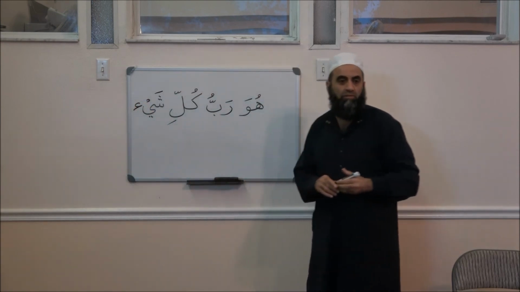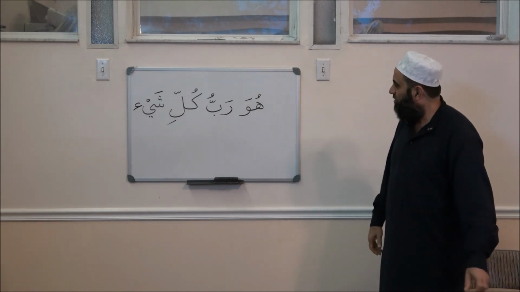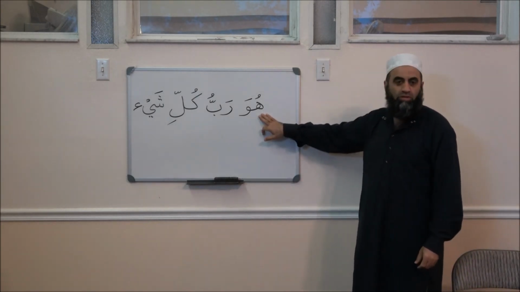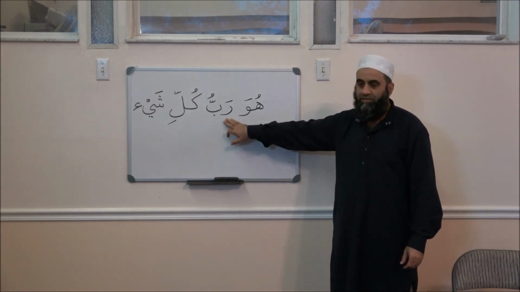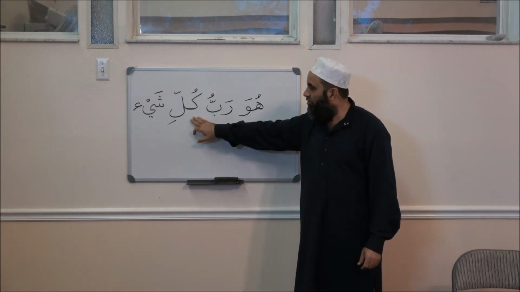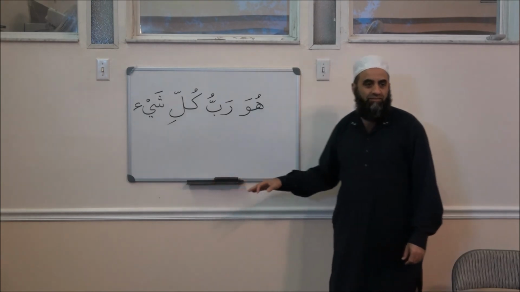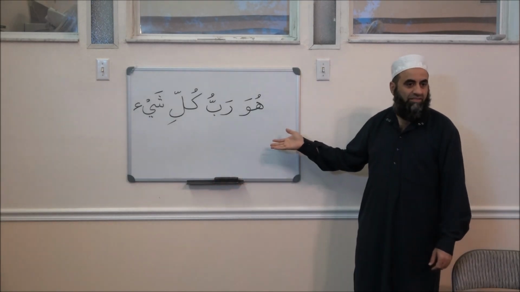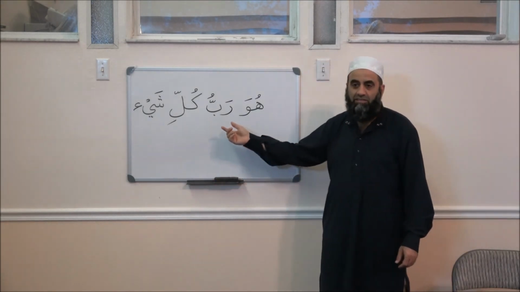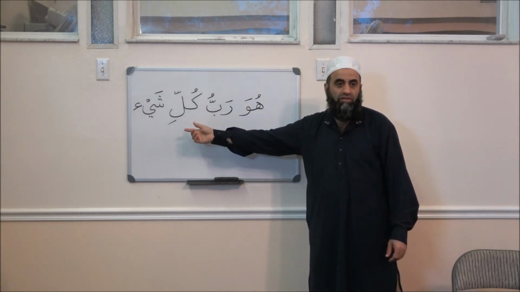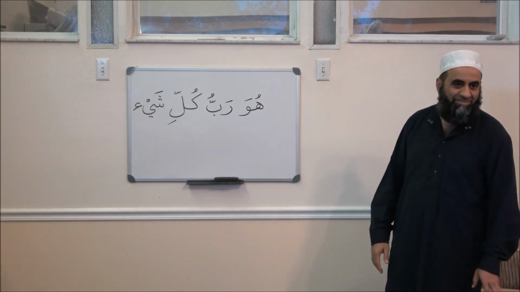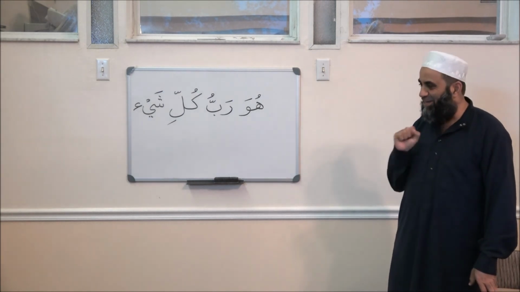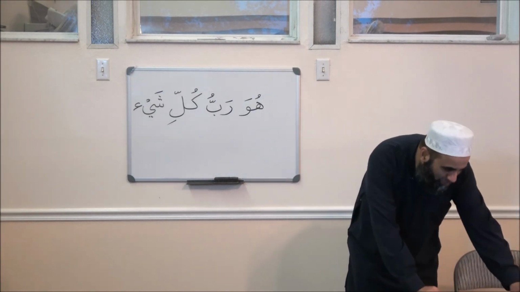This is a segment from the Quran. Okay, who wants to read the first word? Huwa. Rabbu kulli shay. Translation? He's the owner of everything. He is the Lord of everything. How do you feel? Good. Extracting from Arabic. Okay, let's move to another one.